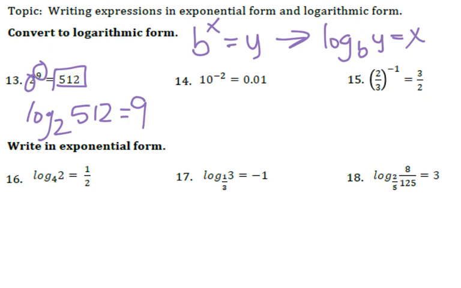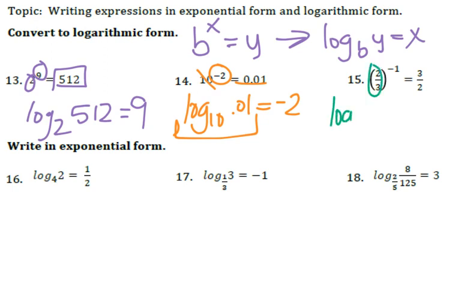Number 14, I have 10 to the negative 2 equals 0.01. So I go log base 10, because that's my base, of 0.01, because that's my y, equals my exponent negative 2. And if you wanted to, you could type this into a calculator and double check your work. Okay, and 15. So my base is 2/3, so I go log base 2/3 of 3/2 equals -1.